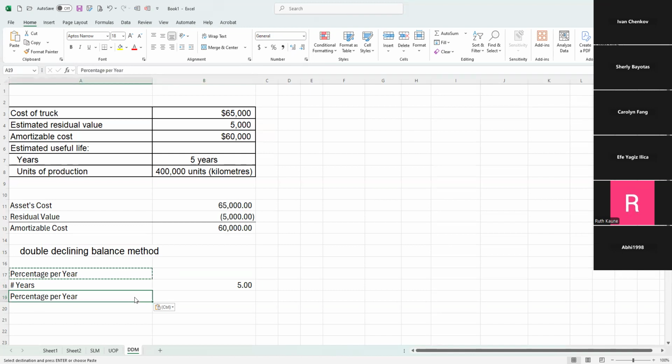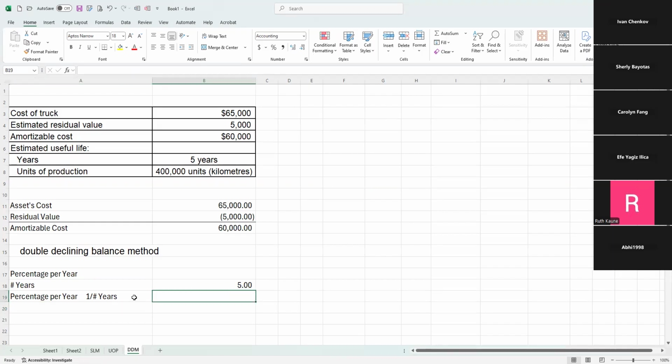Very easy. You're gonna use this one. The percentage will be equal to 1 divided by the number of years. Why 1? Because 1 represents 100%. Make sense? So how much will be my percentage per year? It's going to be 1 divided by 5, and it's going to be 20%.